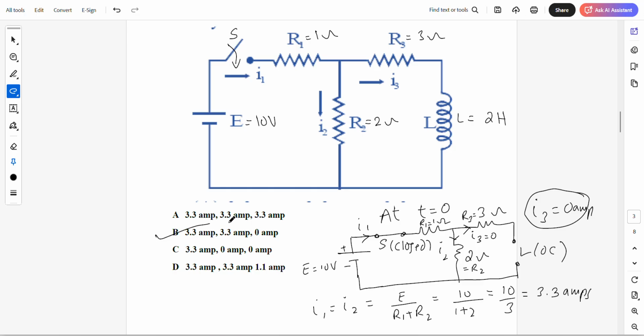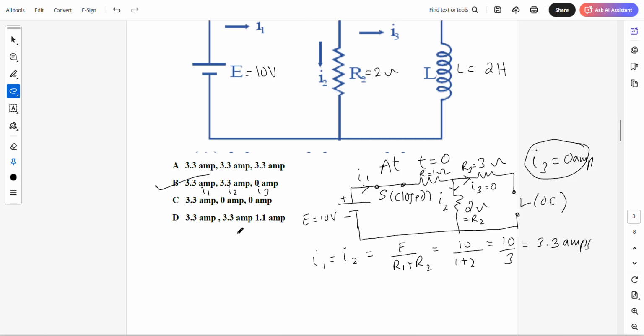Hope you understood this one. 3.3 ampere, 3.3 ampere and 0 ampere. This is I1, this is I2, and this is I3. B is the right answer. Hope you understood this sum.